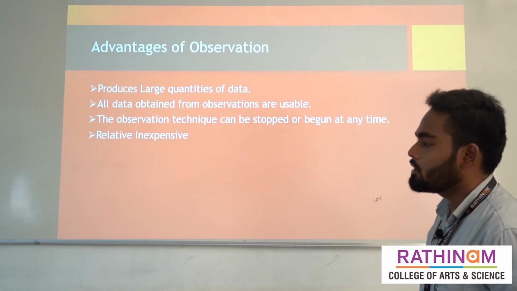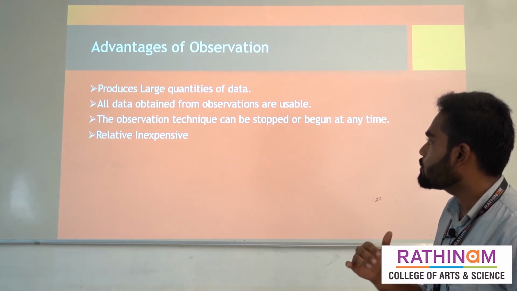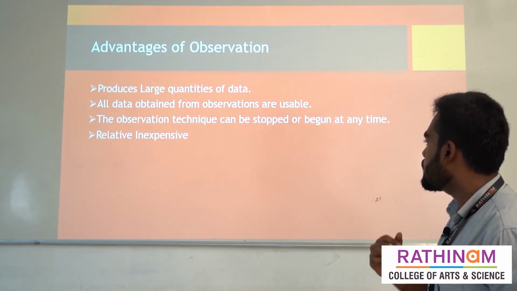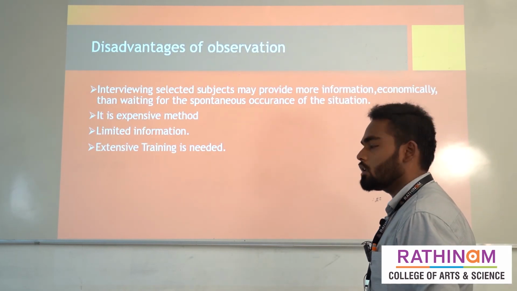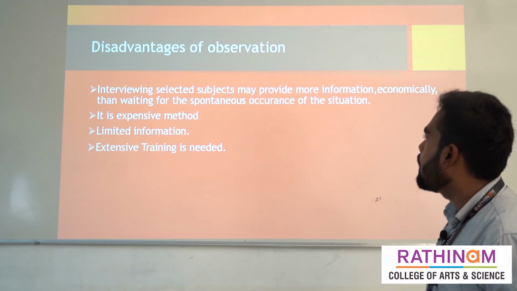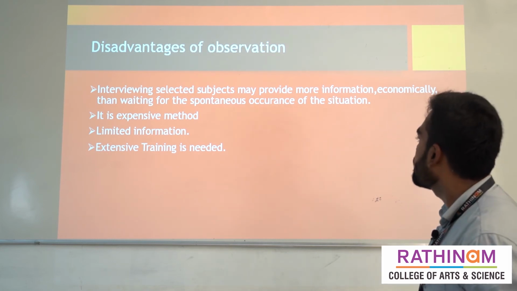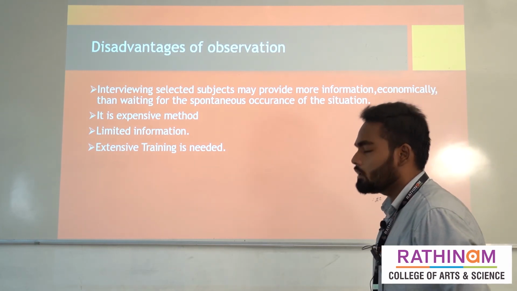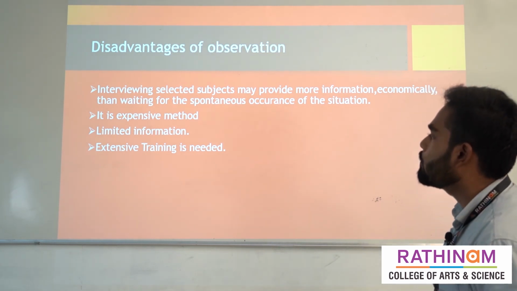Advantages of the observation method in primary data collection. Usually the observation method produces a large quantity of data. All data obtained from the observation are usable. The observation techniques can be begun at any time, and it can be relatively inexpensive compared to the other types of data methods. The following are the major disadvantages of the observation method under primary data collection. Interviewing selected subjects may provide more information economically than waiting for a spontaneous occurrence of the situation. It is an expensive method compared to the other types of data collection, and it provides only limited information.